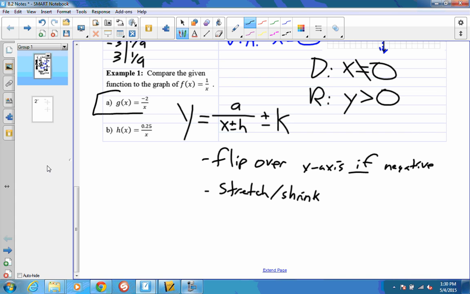So, for a here, g of x equals negative 2 over x. Compare the given function to the graph of f of x equals 1 over x. 1 over x is my parent function. So this thing, my a here of negative 2, does two things, right? One, it flips it. And you can just do bullet points. So flips over x-axis. What else does it do? It stretches it vertically.